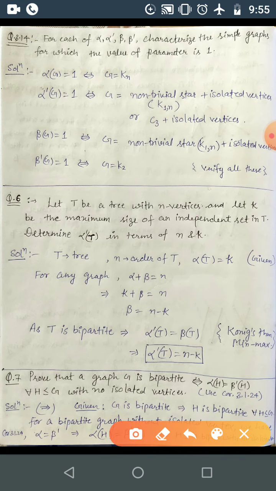And what about the reverse? That is the sufficiency condition. This is given that alpha H is equal to beta dash H for all subgraph H of G with no isolated vertex. You need to prove G is bipartite. So we want to prove G is bipartite. Suppose G is not bipartite. I am proving by contradiction.